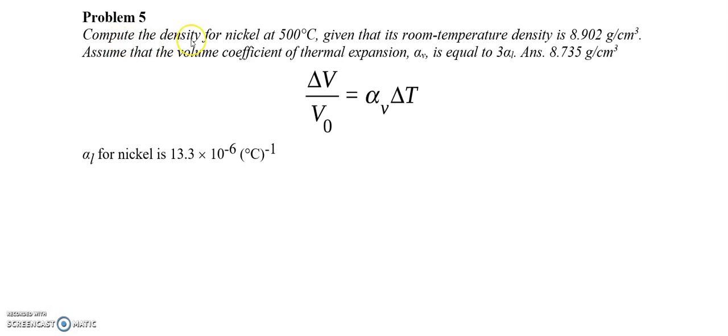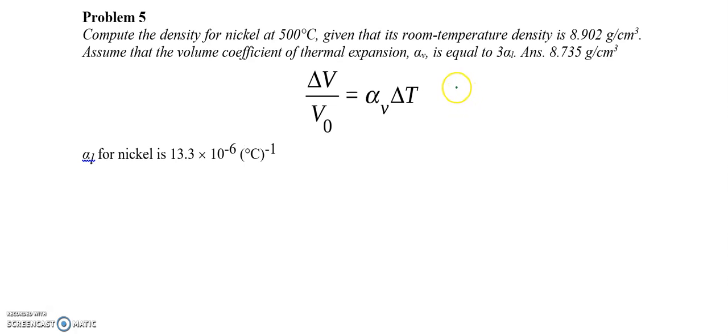Problem 5. Compute the density for nickel at 500 degrees centigrade, given that its room temperature density is 8.902 gram per cubic centimeter. Assume that the volume coefficient for thermal expansion is alpha V is equal to 3 times alpha L. So in this case, the volume change has been given. The formula for the volume change per unit volume has been given, but the density has been given.